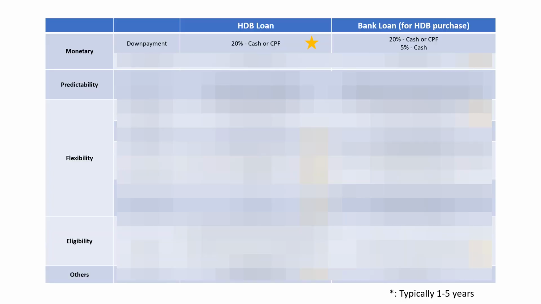In terms of loan tenure, which is the duration of your loan, for a HDB loan there is a maximum of up to 25 years. For a bank loan, on the other hand, if you qualify, you can go up to 30 years.